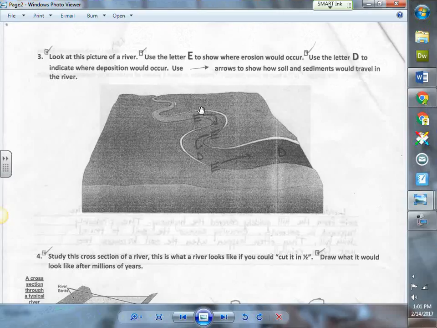And we can see that soil erodes from the riverbanks. So I put an E next to the riverbanks here. And as it's picked up and carried by the river, it then becomes deposited or is moved somewhere else. And I put a D where the soil would be deposited. And if you remember, on the curvy rivers, we said that it was the inside bends of the rivers where most of the erosion was happening.